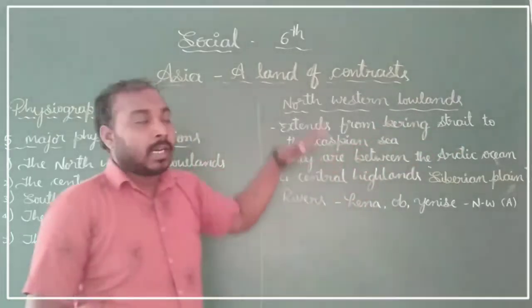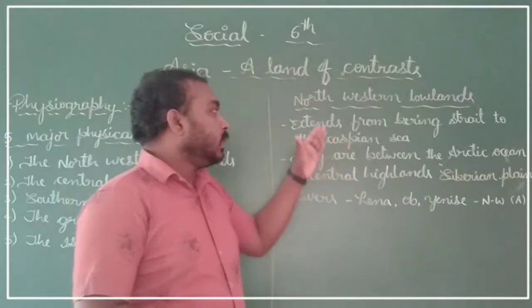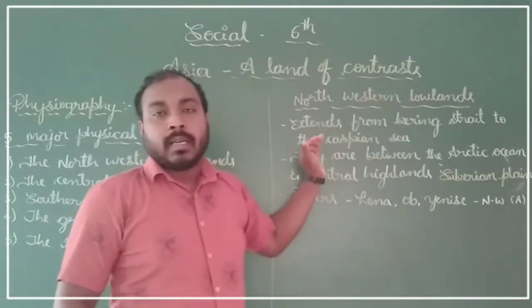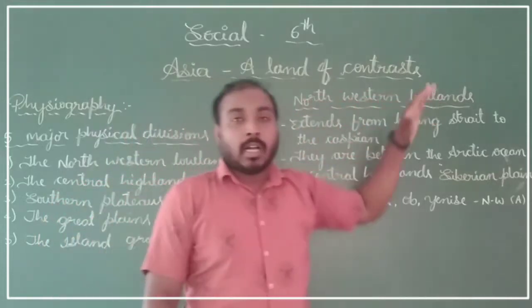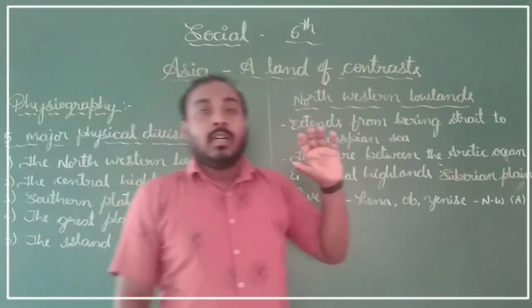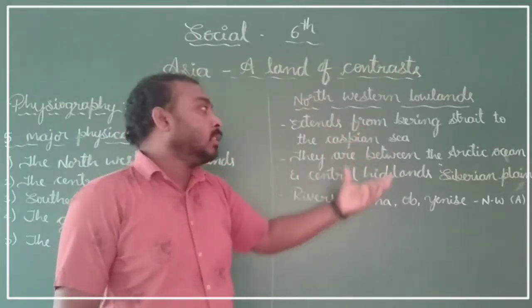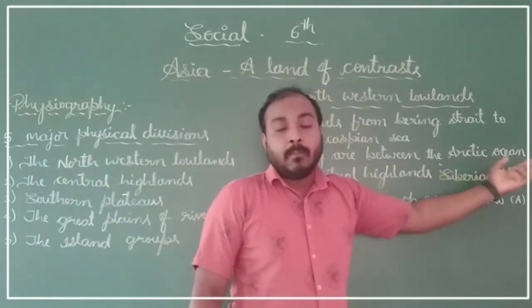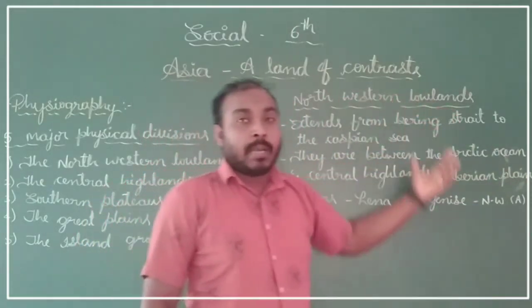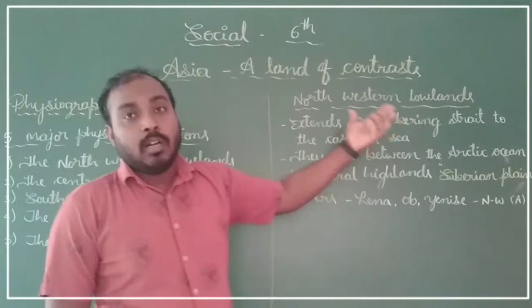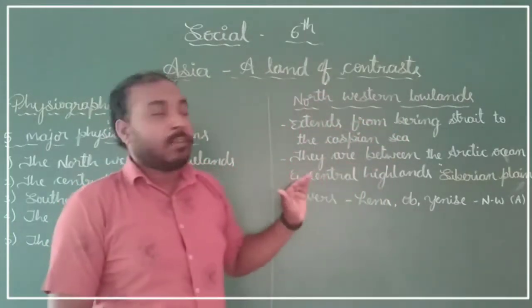Between the Arctic Ocean and Central Highlands, the northwestern lowlands are found, and they extend from the Bering Strait to the Caspian Sea. These northwestern lowlands look like a triangle shape, and they are also known as the Siberian plains. Okay, Siberian plains are also called the western lowlands.